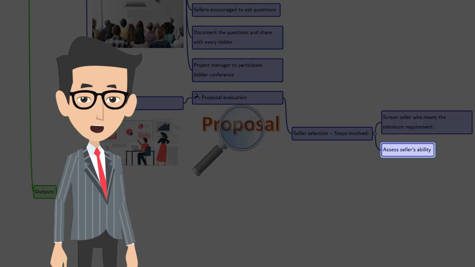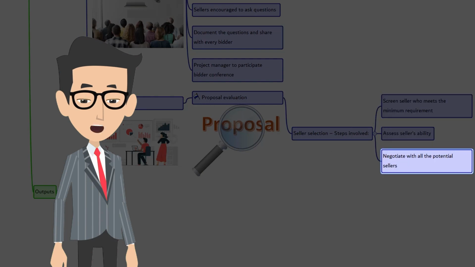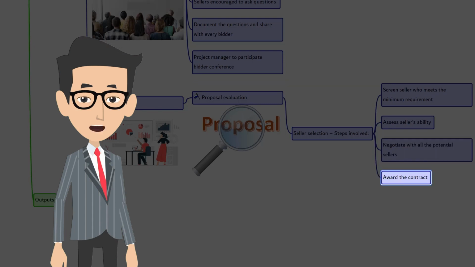Then, the buyer assesses the ability and willingness to provide the requested products or services. There could be multiple sellers who are willing to provide the products or services. In that case, the buyer needs to negotiate with all the potential sellers. The final selection of the seller may depend on the negotiated cost, delivery time, quality standards, etc. It totally depends on the project and the organization. The contract may be awarded to one or more sellers to reduce the risk.